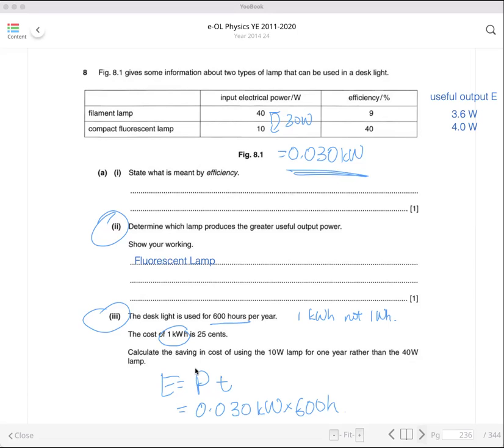Okay, and then your answer is? Okay, correct, Bei Kwan, but can you put down the unit? In this case, your answer is 18. Very good. It is 18 kilowatt hour. So what is the money saved?